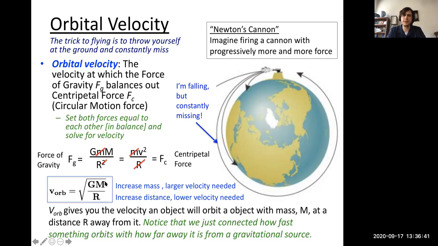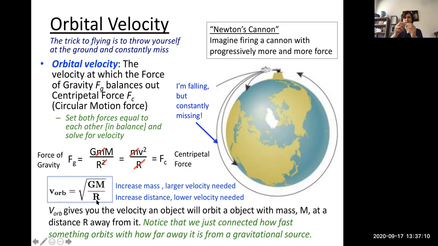But let's look at what it depends on. And this is what I'd like you to know for this class. As the mass of the thing that you're orbiting increases, as this number gets bigger, even though we're taking the square root of it, this number is still getting bigger, so the orbital velocity gets bigger. If an object has more mass, you have to move faster to orbit it for the same altitude above it, for the same height above it.